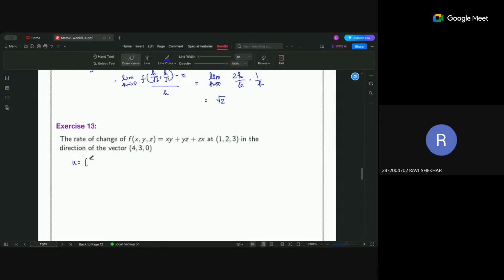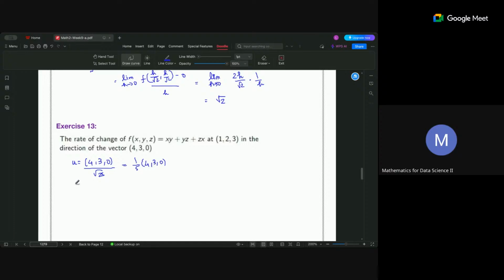4 by 5, 3 by 5, and 0. Yes, ma'am. (4, 3, 0) divided by its norm. So its norm is root 25, so 5. So 1 by 5 times (4, 3, 0). Good. So you know what is your u. So what is the next step?